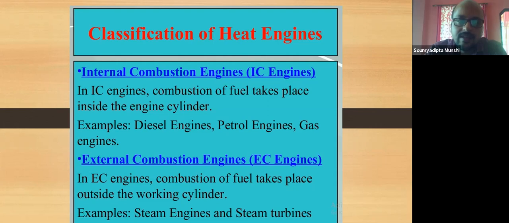And in case of the external combustion engine, there is a high starting torque. But the internal combustion engine is not self-starting. We have to start it. So these are the basic differences between the external combustion engine and the internal combustion engine.